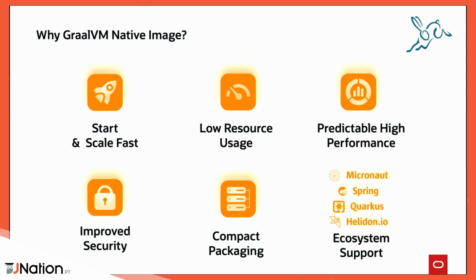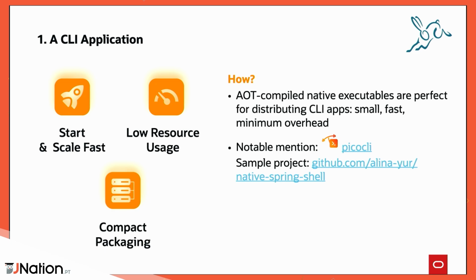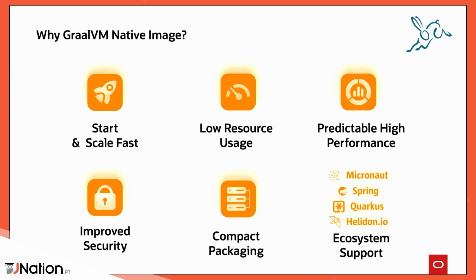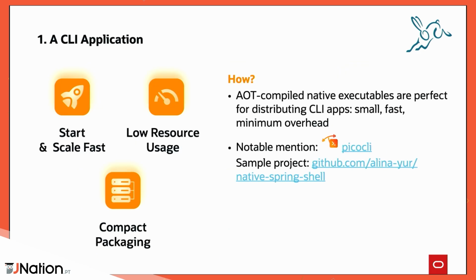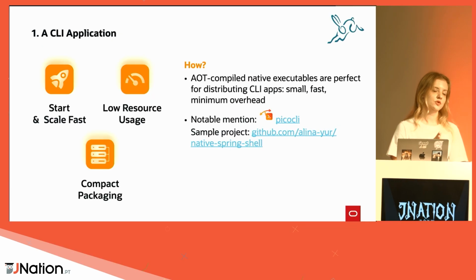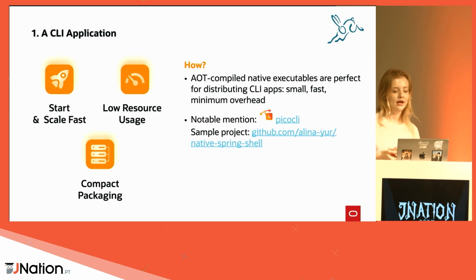Now, that was a lot of talking about the benefits, so let's see how those benefits transfer into each of those applications that we are going to build. So one type of application where we see a lot of love for GraalVM is CLI applications, because normally for CLI applications, you want them to start fast. If possible, you want them to be smaller. And also, they should use less resources because they're not doing that much work.